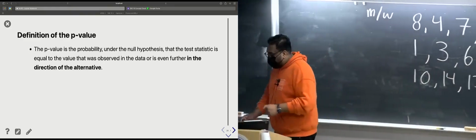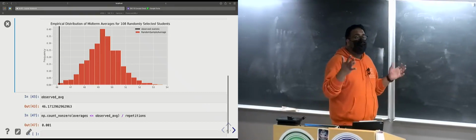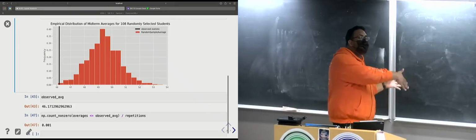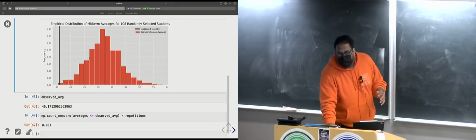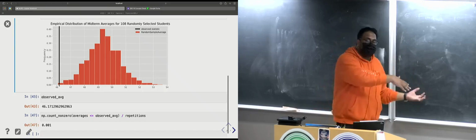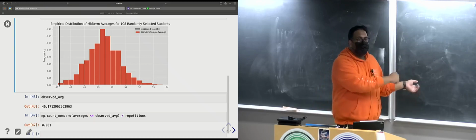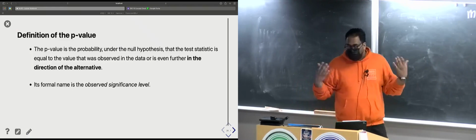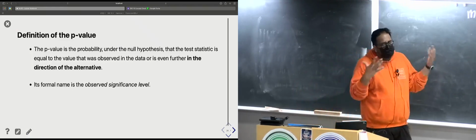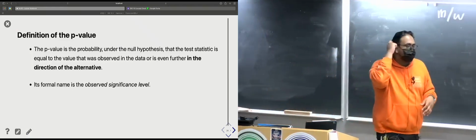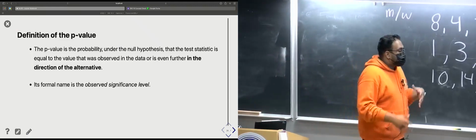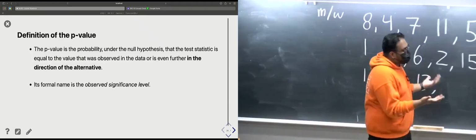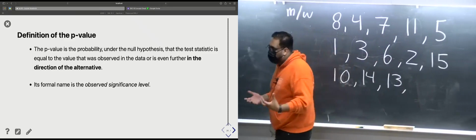In our case here, the alternative hypothesis was that our scores were lower than one would expect, and so we look to our observed statistic, 46.17, and to the left, because left is lower. Do we agree? Okay. Another piece of terminology to be aware of, sometimes this comes up in assignments, is observed significance level. That's just a fancy term for the p-value.